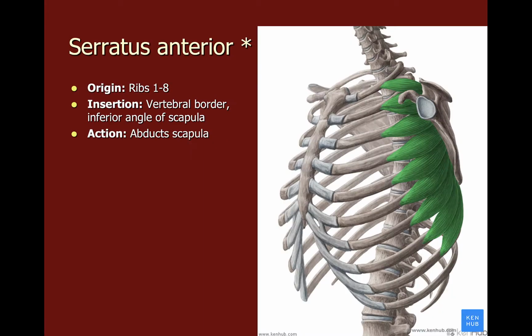Now our muscles of the thorax, our first one is our serratus anterior. They originate on ribs 1 through 8, and they're going to insert to our vertebral border and the inferior angle of the scapula, and this helps abduct the scapula.